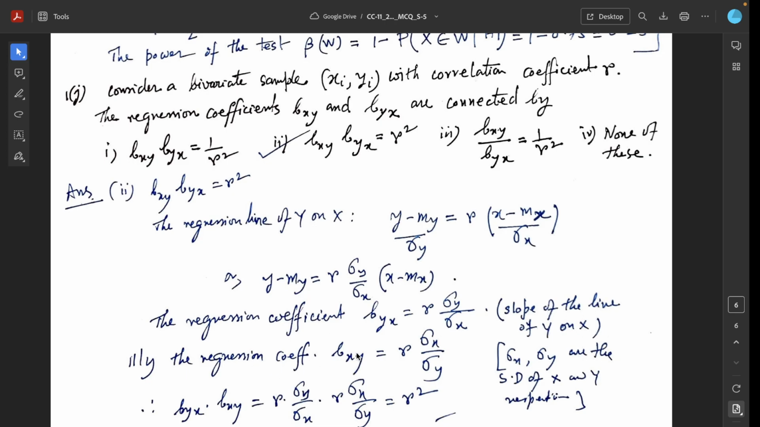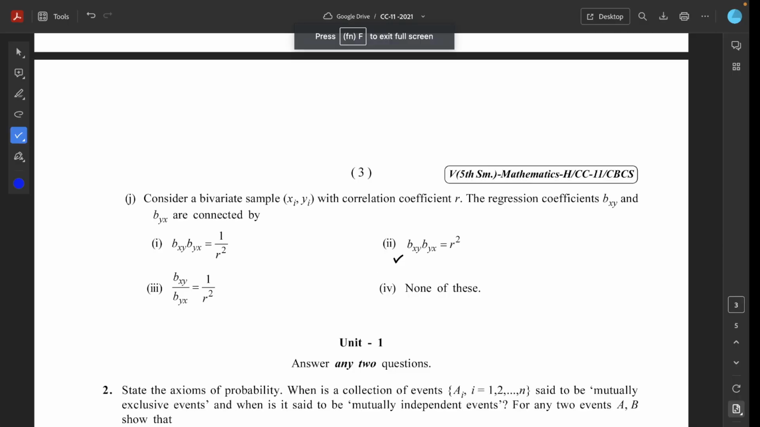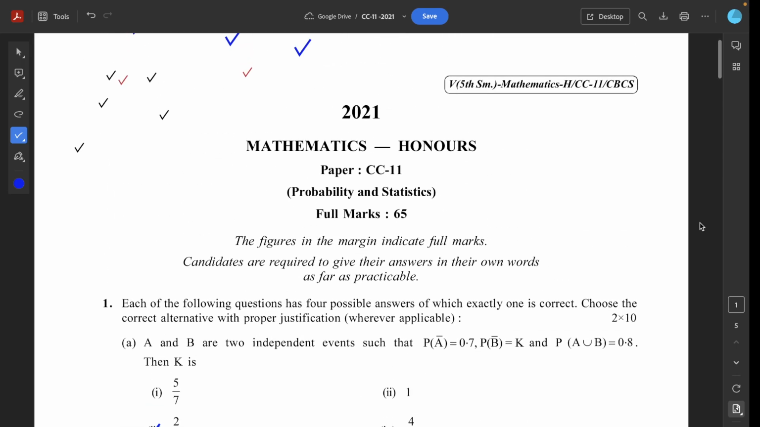Similarly, the regression coefficient bxy is r sigma x by sigma y, where sigma x and sigma y are the standard deviations of x and y respectively. So obviously, multiplying byx into bxy equals r sigma y by sigma x into r sigma x by sigma y. So obviously r square. So the correct option is 2. So this is the correct option. We complete this multiple choice question for 2021. Thank you.